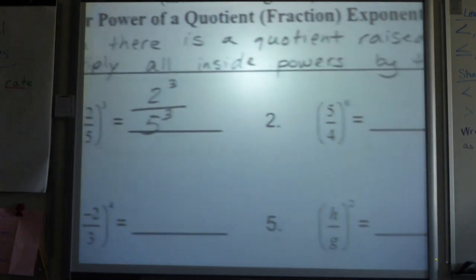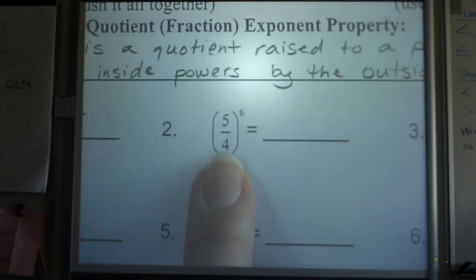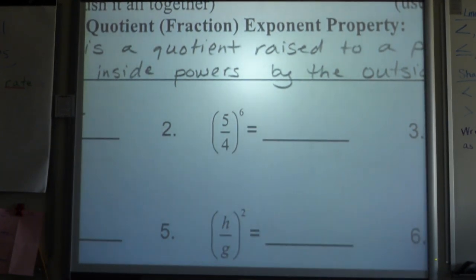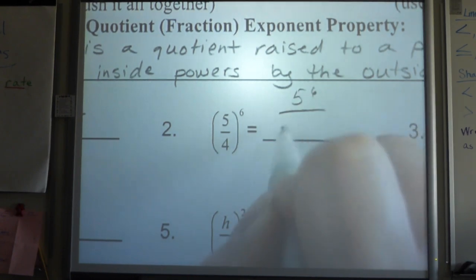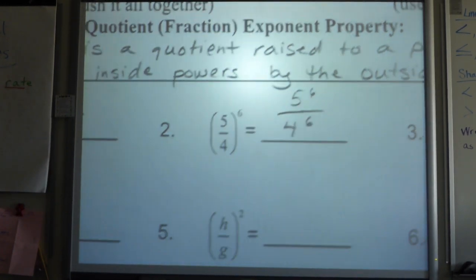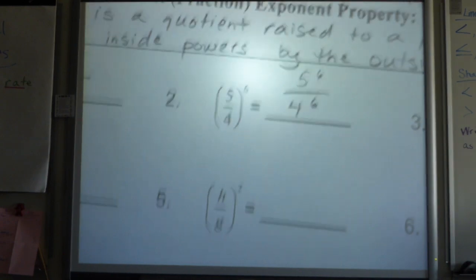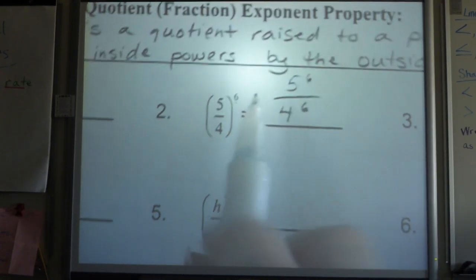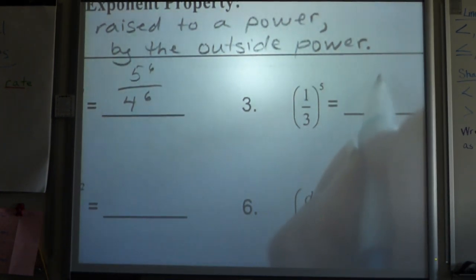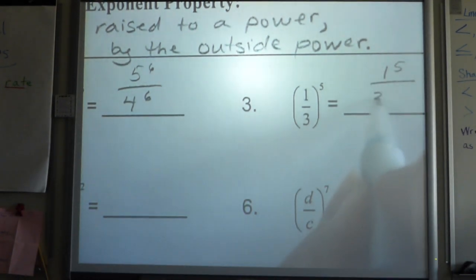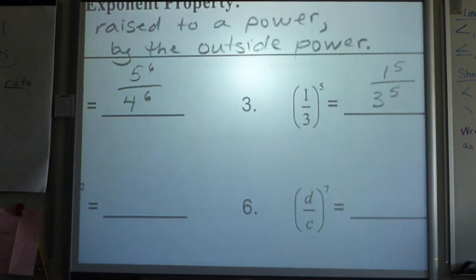Okay. Number 2, we have 5/4, there's your quotient, to the 6th power. How can I simplify this? Good. Nice. So 5 to the 6th over 4 to the 6th. Okay. Everything gets raised to the outside power. 1/3 to the 5th power will be rewritten as what? Good. 1 to the 5th over 3 to the 5th.